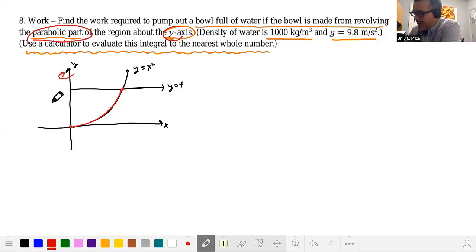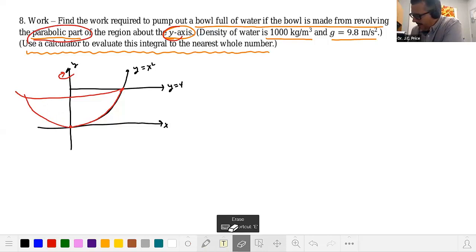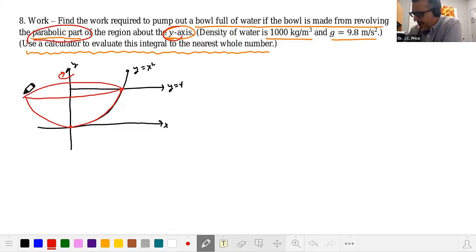So when you take this around here, you're going to get basically a bowl. So we can actually draw the bowl if you want. So we're going to wrap it around. Maybe I'll use my eraser because I kind of drew that funky over there. And we'll wrap it back. And so hopefully you can see, oh yeah, there's a little bowl if we wrap that parabolic part around. And it's full of water. So it has a bunch of water in it. And what we want to do is basically pump the water out and figure out the work.